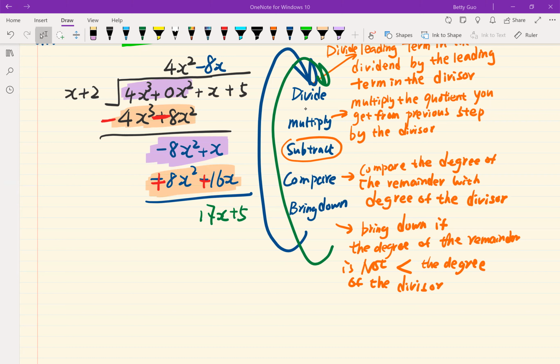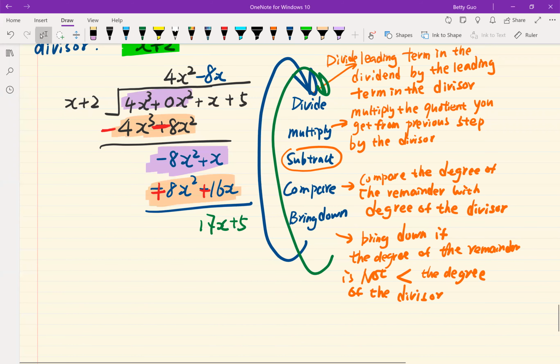Okay, so the new dividend is 17x plus 5, right? Let's start the third round. What's the first step? Divide the leading term in the dividend by the leading term in the divisor. What's the leading term in the dividend? The dividend is the green one, 17x, right? By the leading term in the divisor, what's the leading term? X. What is the quotient?